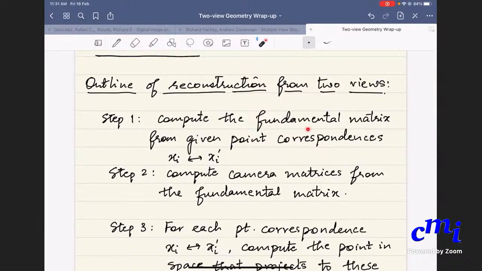Then once you have F, you can compute the camera matrices P and P prime. That also we saw, that we can retrieve P and P prime from F. So you do that step. And now once you have P and P prime, then you remember your camera geometry.